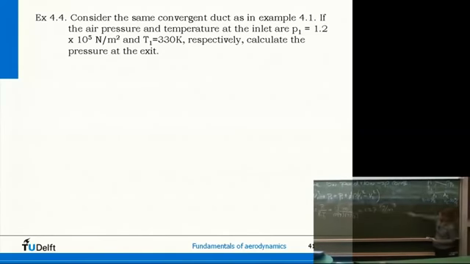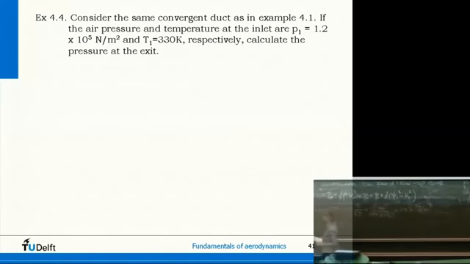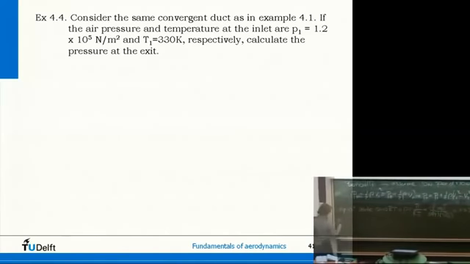Now we're there, we just have to substitute it into the Bernoulli equation. So P2 is equal to P1, so that is 1.2 times 10 to the power 5, plus a half rho, 1.27, times V1 squared minus V2 squared.